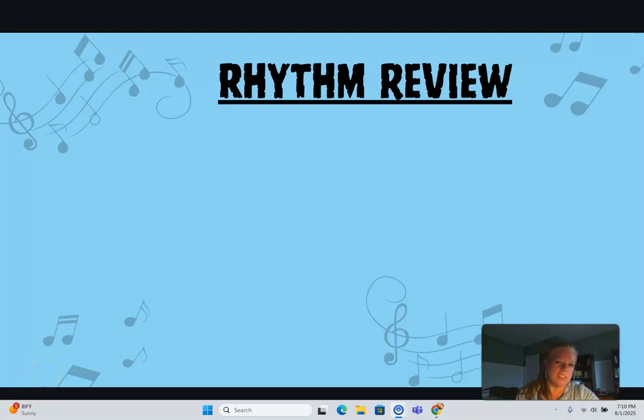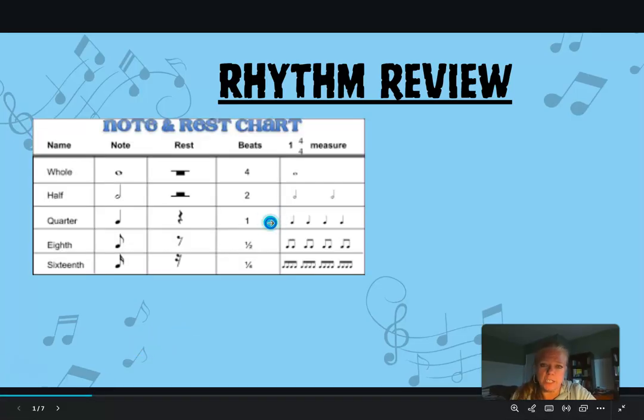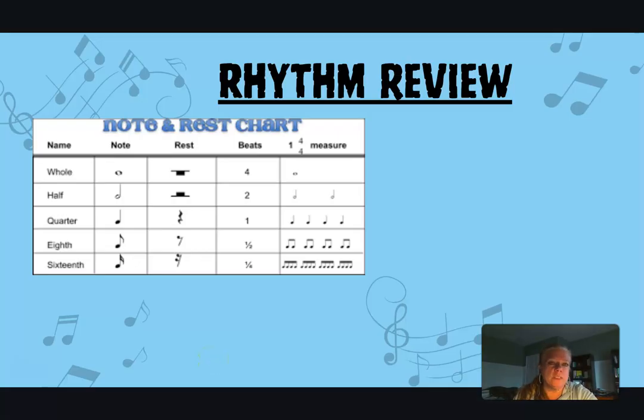Hey guys, we're going to start the second set of beginning level theory with a quick rhythm review. Now, I would expect that since we've seen a lot of this stuff and we've used it a little bit, you might be a little more aware than you were the first time. Here is a chart that has the names of the notes, what the symbols look like, what the rests look like, and how many beats they would be worth in 4/4 time.